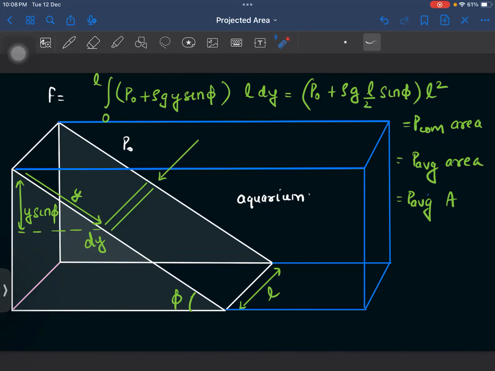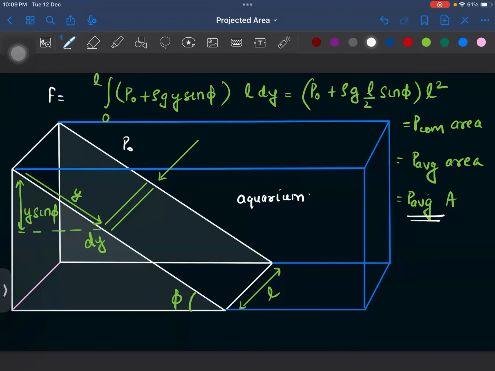And if you see correctly, what is P naught plus rho g L by 2 sine phi? P naught plus rho g L by 2 sine phi is actually the pressure at the midpoint of this wall, because L by 2 sine phi is half of this height. This whole height is L sine phi, so half of this height is L by 2 sine phi. And the midpoint of this and the midpoint of this will coincide because of the geometry. So the pressure at the midpoint of this wall multiplied by the area again, but the direction will be in this direction. So this is the net pressure force.